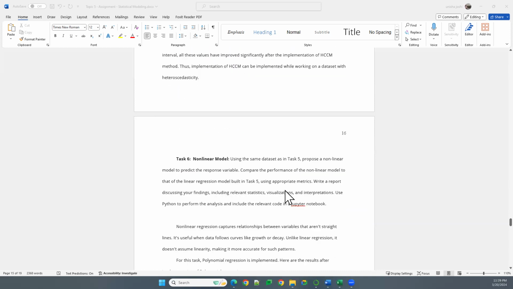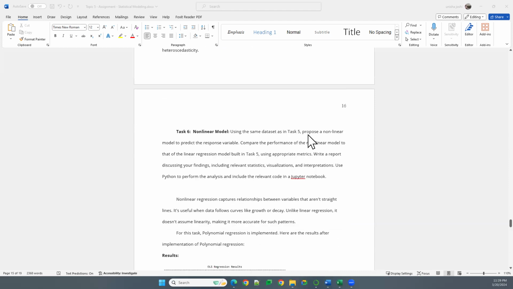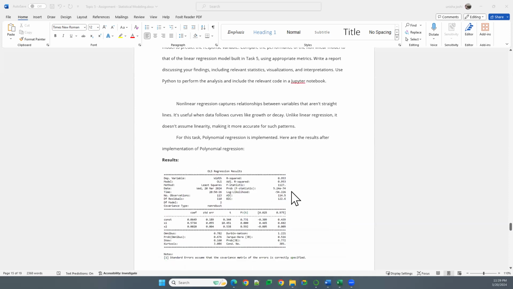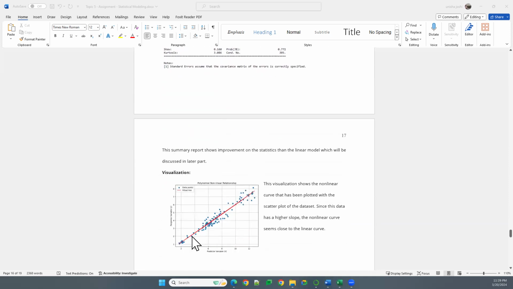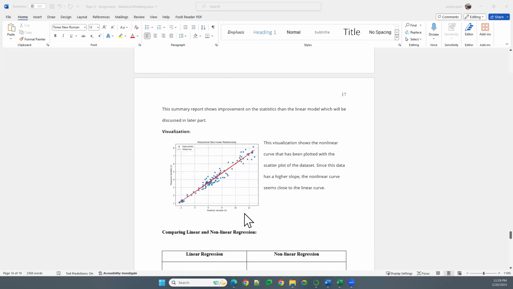So finally, for the nonlinear model, I implemented the same dataset in task 1 as suggested, and derived the results for it, and also created a visualization. If you see the visual, the nonlinear line is pretty much close to the linear one, since my data set is pretty much linear.